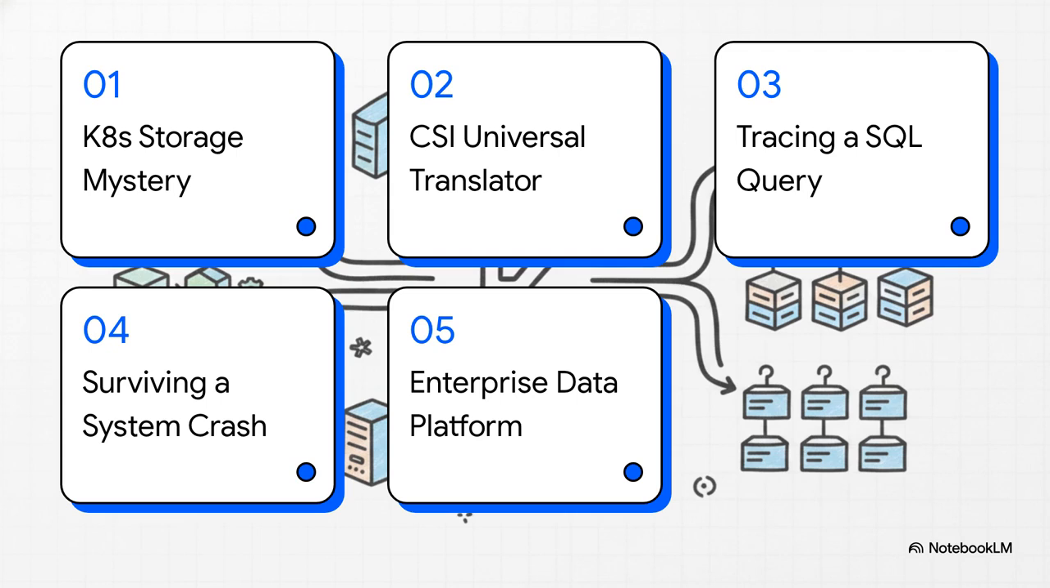First, we'll unpack the Kubernetes storage mystery. Second, we'll look at CSI as the universal translator. Third, we'll trace a single SQL query. Fourth, we'll see how to survive a system crash. And finally, we'll wrap up with the enterprise data platform.